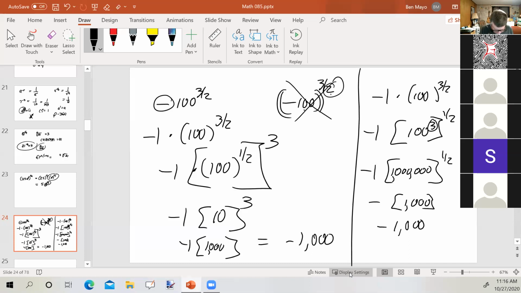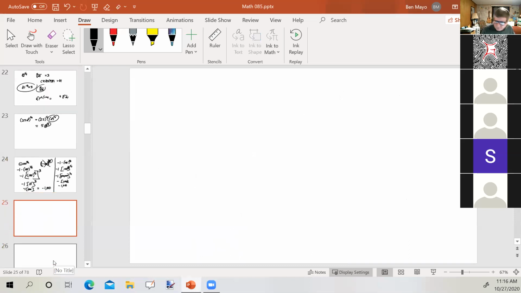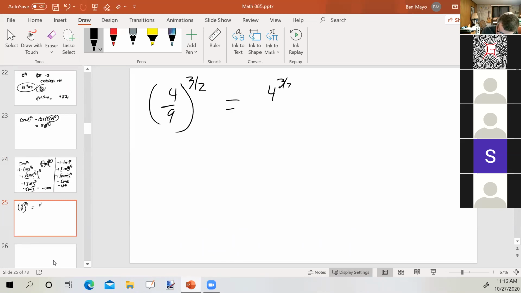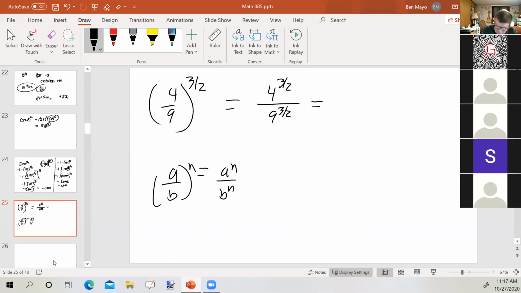All right. Now, how are we doing? I got a few more minutes here. What about this? 4/9 to the 3/2 power. If you have a quotient raised to a power, you attach the power to both the numerator and the denominator of the quotient. Okay? So a over b to the n power is a to the n over b to the n. And this is all going back to chapter 5.